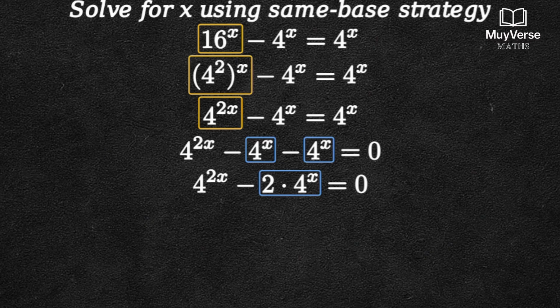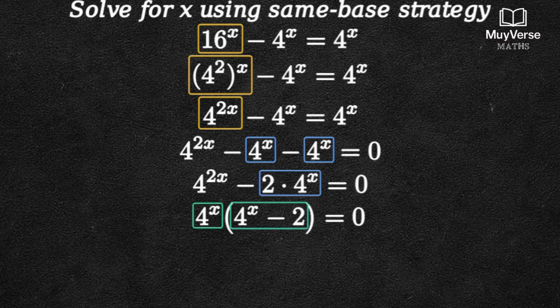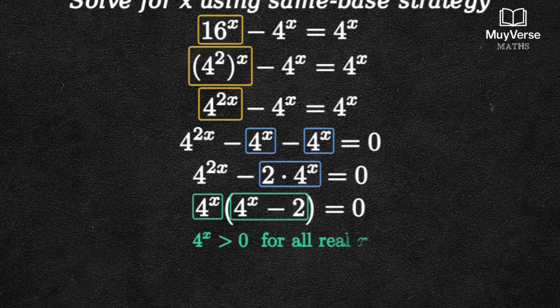Step 3. Factor out 4 to the x. Now use a quick positivity fact. 4 to the x is always greater than 0 for every real x. So the only way the product can be 0 is when the parenthesis equals 0.